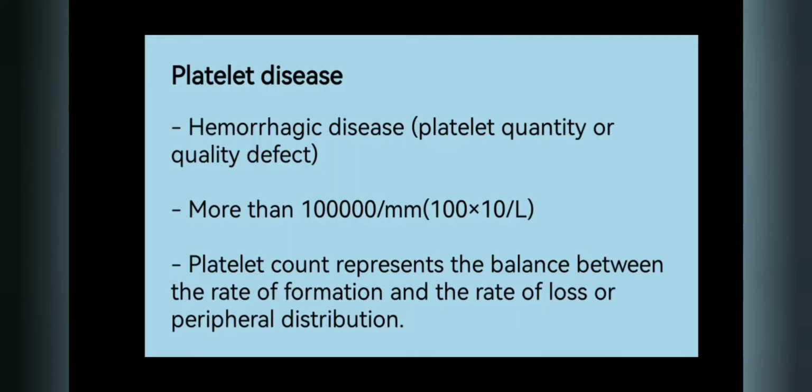Platelet disease. Platelet disease is a hemorrhagic disease caused by a platelet quantity or quality defect. Normal initial hemostasis requires a peripheral blood platelet count of more than 100,000 per mm³ and normal platelet function. Platelet count represents the balance between the rate of formation and the rate of loss or peripheral distribution.